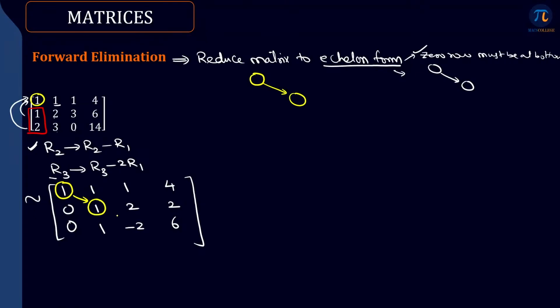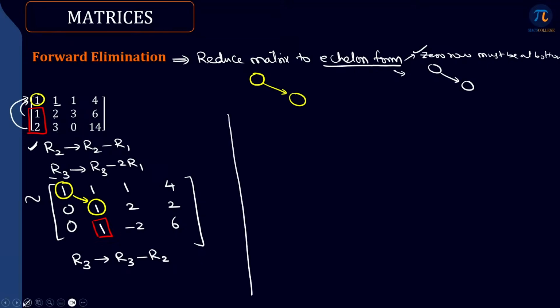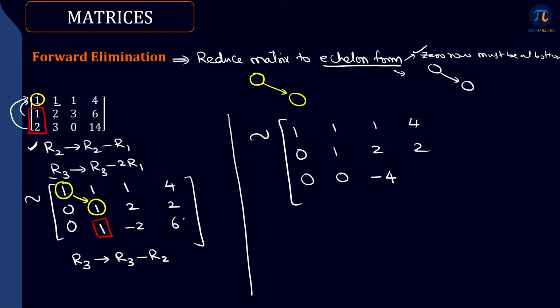Now the next leading should be to the right side, which means this fellow should become 0. So you have to apply row operations in such a way that this is 0. How to make it, sir? R3 is R3 minus R2. So first row as it is, second row as it is, and the third row: 0 minus 0, 0, 1 minus 1, 0, minus 2 minus 2, that is minus 4, 6 minus 2, that is 4.